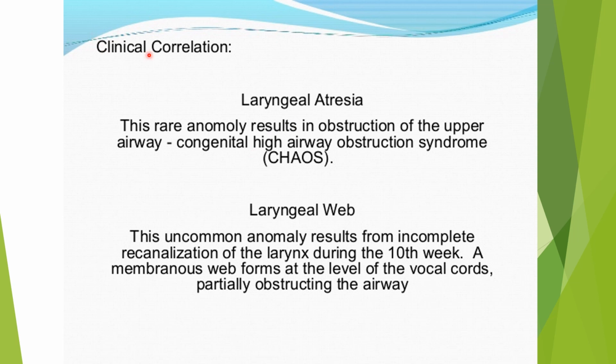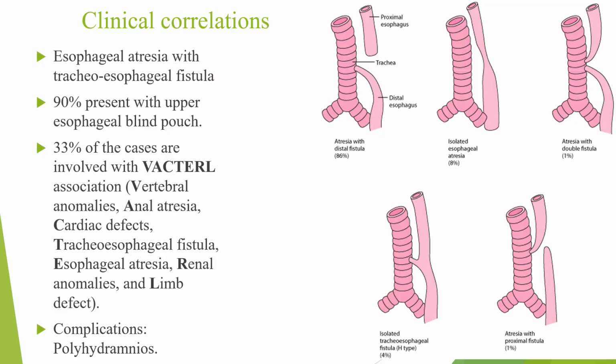So these are the clinical correlates. Laryngeal atresia is a rare anomaly which results in obstruction of the upper airway, that is the congenital high airway obstruction syndrome. And laryngeal web is another uncommon anomaly, which results from the incomplete recanalization of the larynx during the 10th week of development. So a membranous web forms at the level of the vocal cords, partially obstructing the airway. These are the two anomalies associated with the larynx.